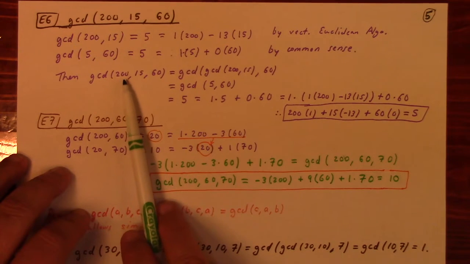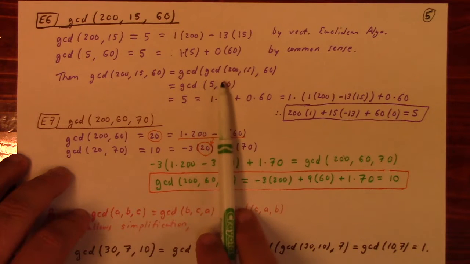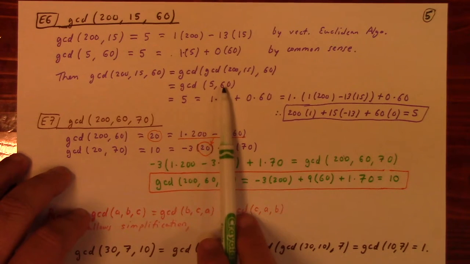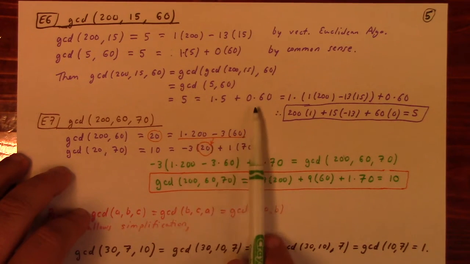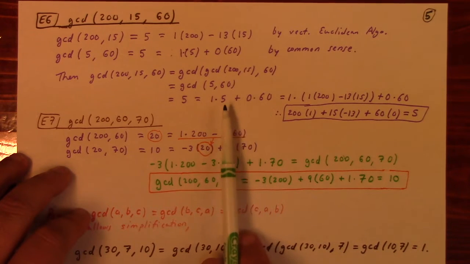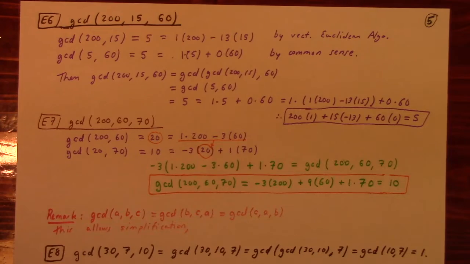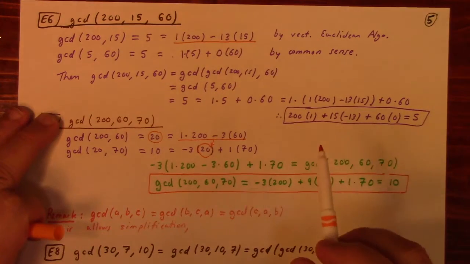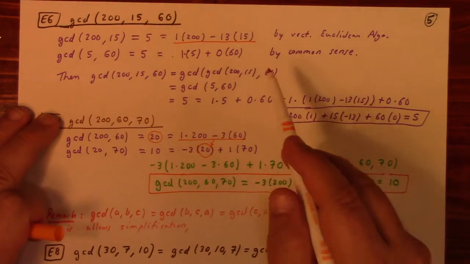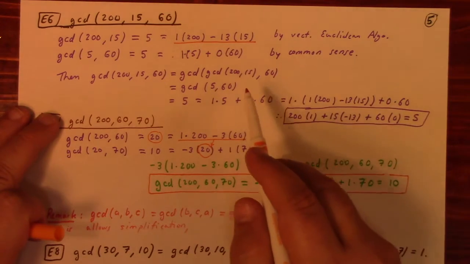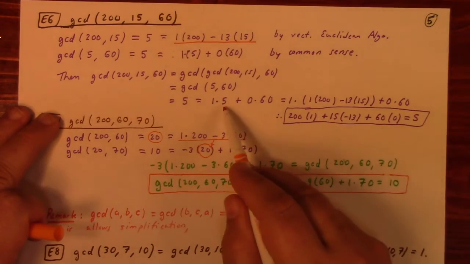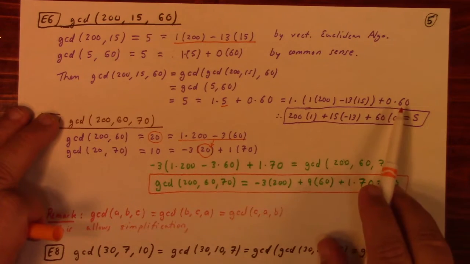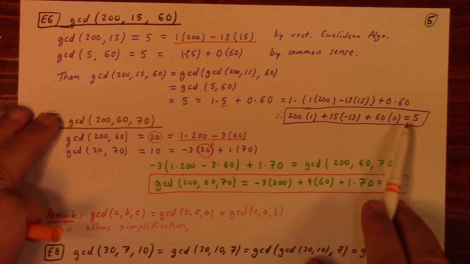So using our relation, the GCD of 215 and 60 is the GCD of 200, 15 with 60. But the GCD of 215 is 5, so we have that, which again is just 5. So 5 is 1 times 5 plus 0 times 60. And this 5, we take the Bezout coefficients from the 215 GCD, and we plug those right down into here, if we trade that 5 for this integer linear combination. And so we get that: 200 times 1 plus 15 times minus 13 plus 60 times 0 is 5.